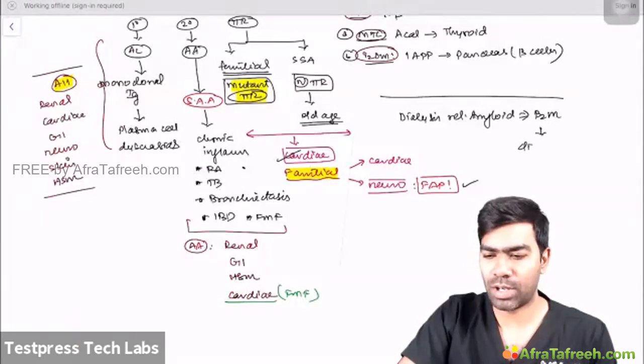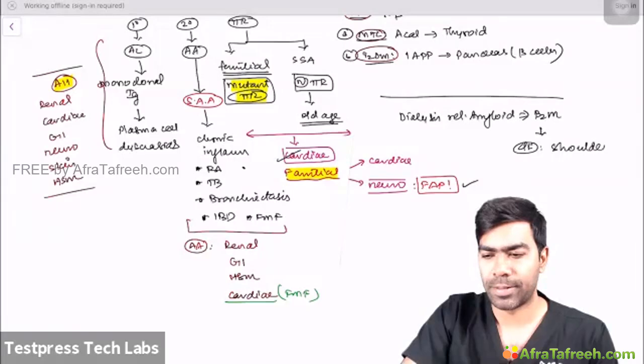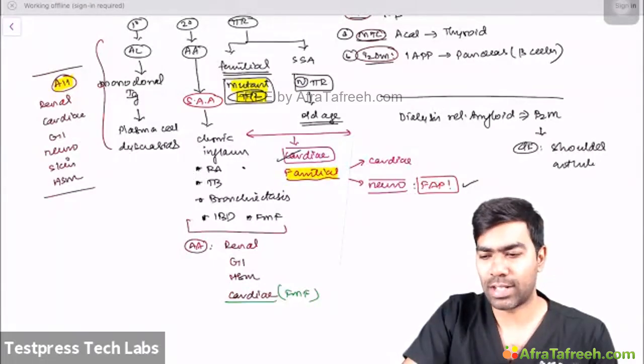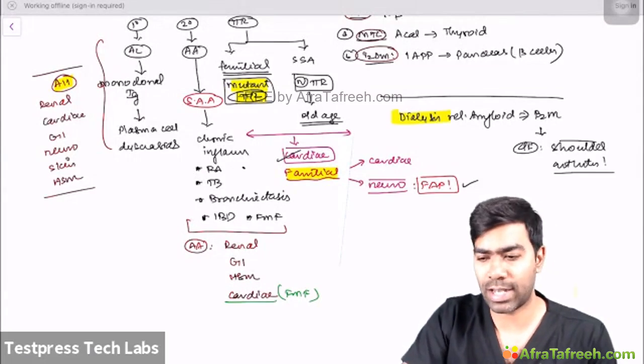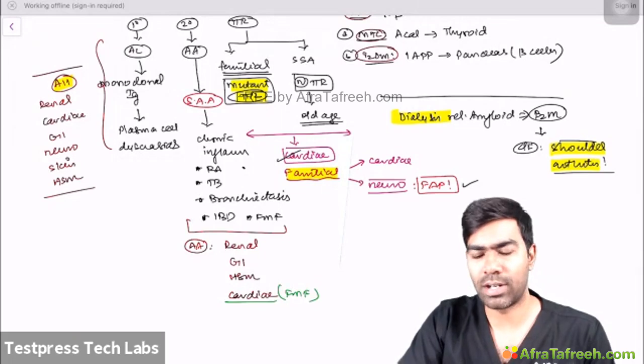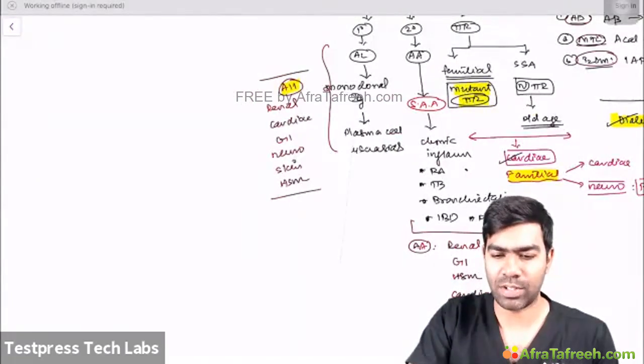And one of the important clinical features for this dialysis-related amyloidosis is shoulder arthritis. Shoulder arthritis is the classical manifestation of dialysis-related amyloidosis. If any patient on long-standing dialysis comes with shoulder pain, think about beta-2 microglobulin-related amyloidosis causing problems in this setting. So now let us see what will be the classic manifestations of each and every entity.